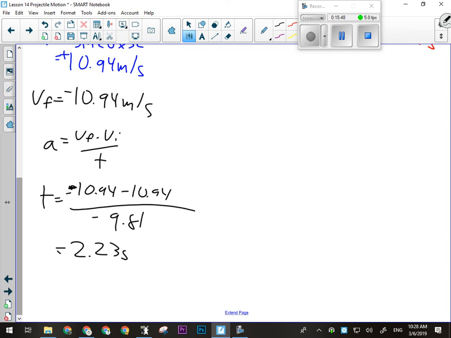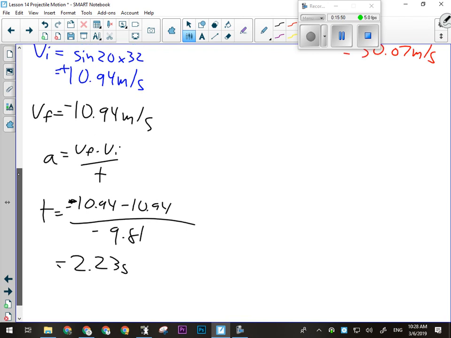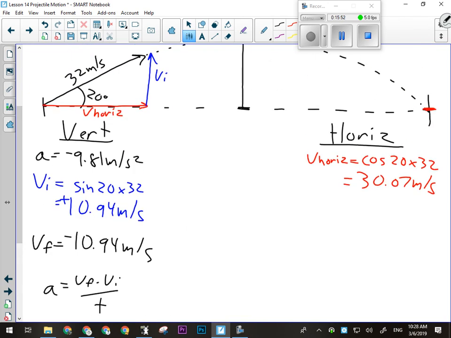Okay, so we've got a time of 2.23 seconds, which now I can move over here because I know they share the time. Can I calculate how far it is across the riverbed? Yeah, V equals D over T. Okay, so to calculate distance, it's V times T.